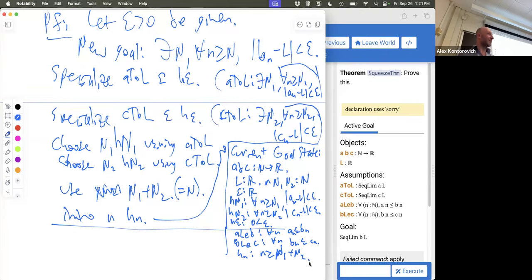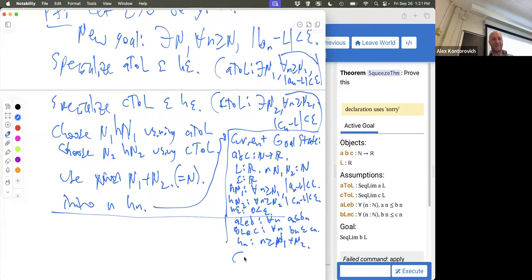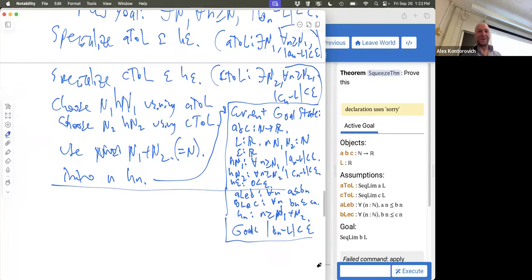Okay, I'm going to give myself about a 0.25 on this one. And what's the goal? Absolute value of Bn minus L is less than epsilon. Sorry, that's not the goal. We introduced an epsilon and we used N1 plus N2. So, oh wait, no. Intro N and HN, that is the goal. Okay, that's where we are. Very good. All right, give yourself a 1.